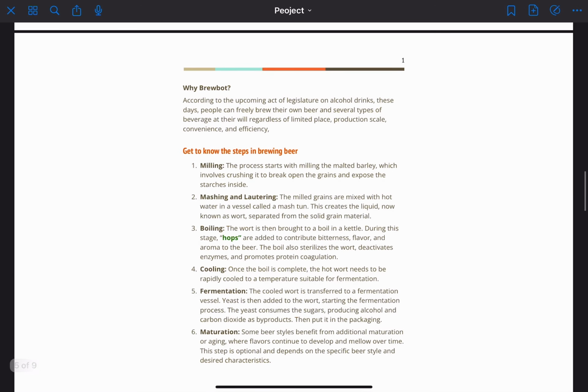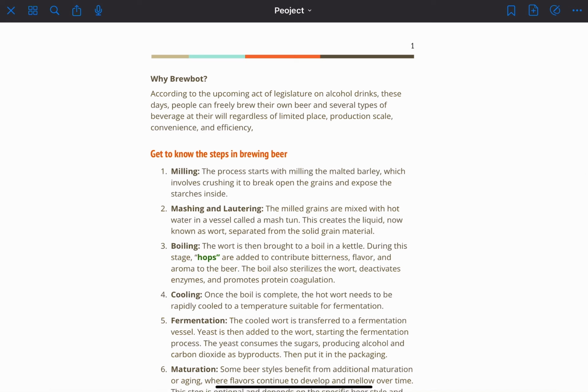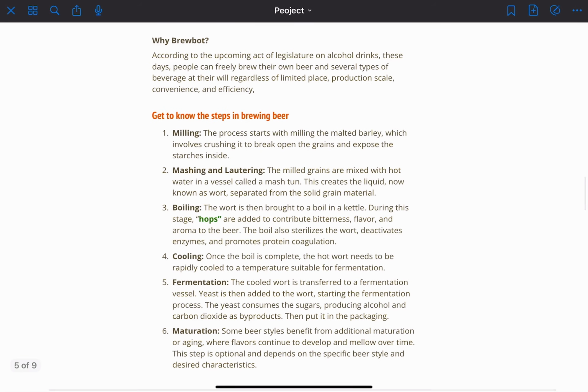So why BrewBot? According to the upcoming Act of Legislature on alcohol drinks, these days people can freely brew their own beer and several types of beverage at their own will, regardless of limited place, production scale, convenience, and efficiency. So first off, let me explain the steps in brewing beer.